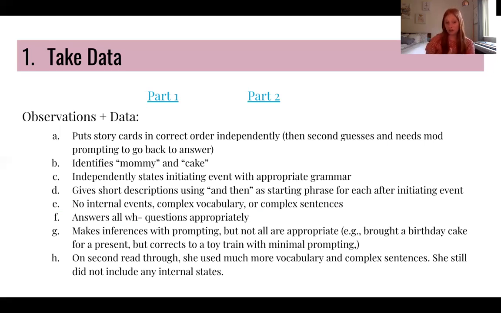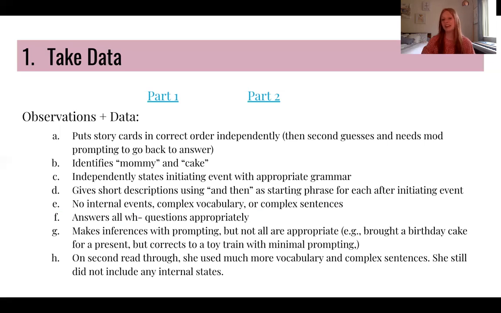She did not include any internal events, complex vocabulary, or complex sentences. Internal events are like thoughts and emotions that you don't see, but you can infer. So if somebody's smiling, they might be happy, they might be thinking about something funny. And complex vocabulary, of course, is just a vocabulary word that's a little bit harder than happy. So if she was only saying happy, that might be concerning versus if she was saying stuff like excited. That shows a little bit more complexity in her vocabulary.